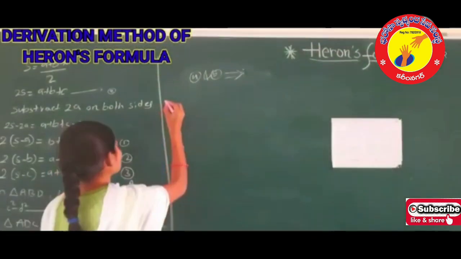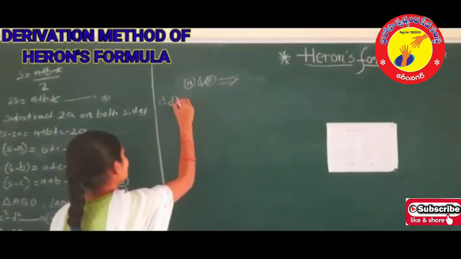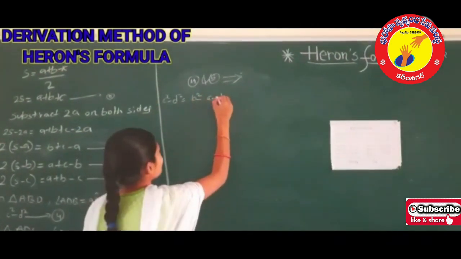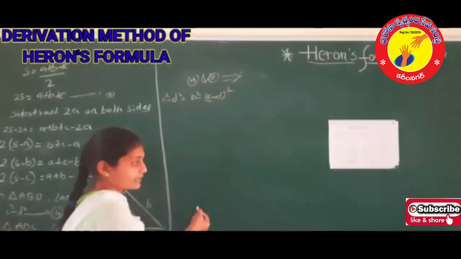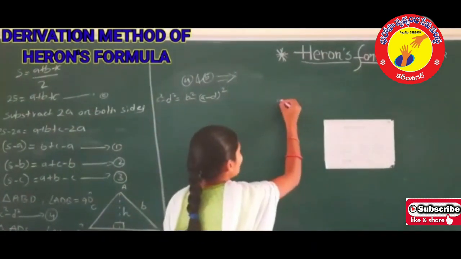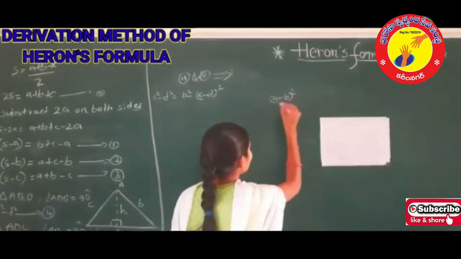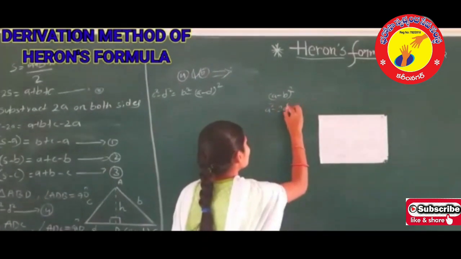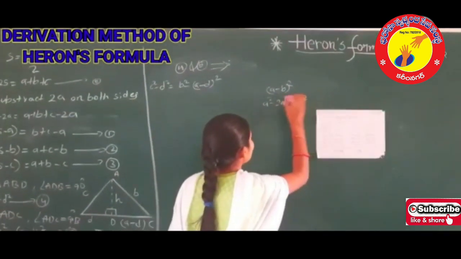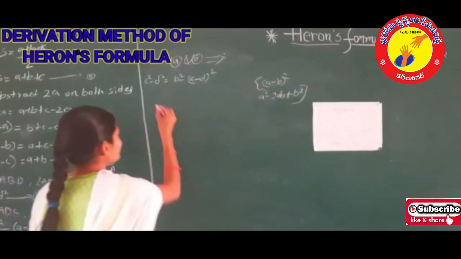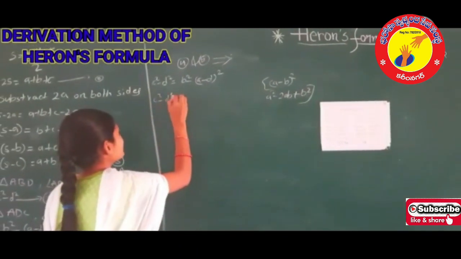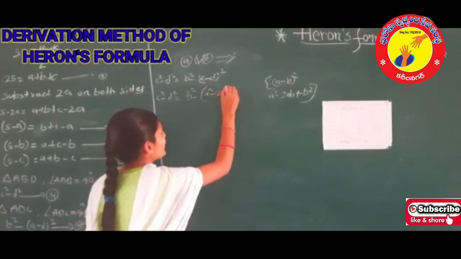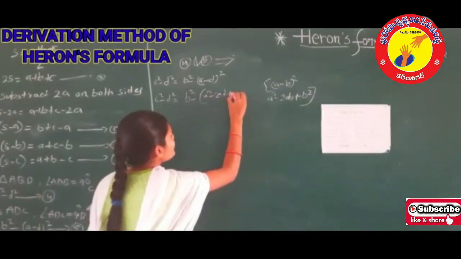we get c square minus d square is equal to b square minus (a minus d) whole square. Here it is clearly the form of (a minus b) whole square, which is a square minus 2ab plus b square. We substitute this value, we get b square minus a square minus 2ad plus b square.